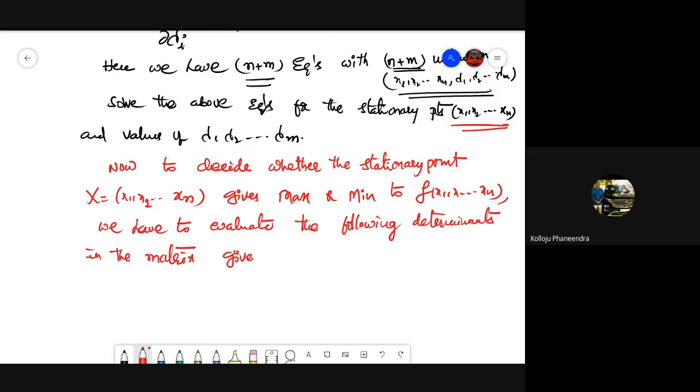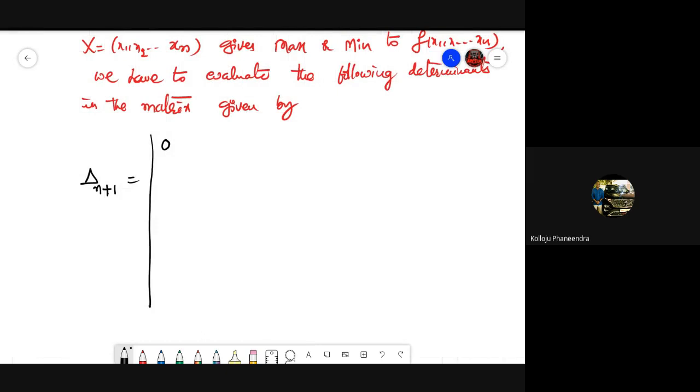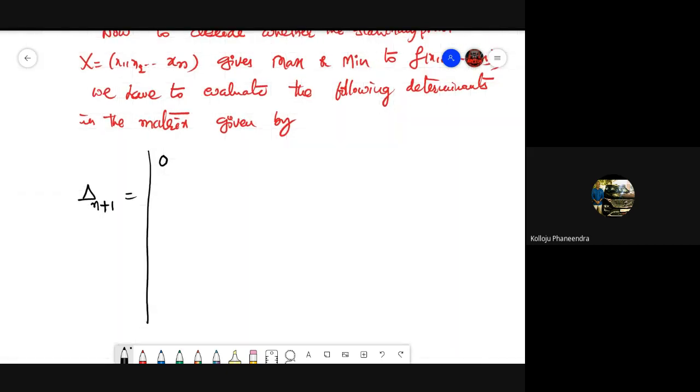The matrix is given by this. Now this is important. You have to remember this. Now delta n plus 1 equal to, all of you listen carefully, 0, 0. Okay, next one. If it is a single constraint, I will write like this. Don't confuse, listen carefully.